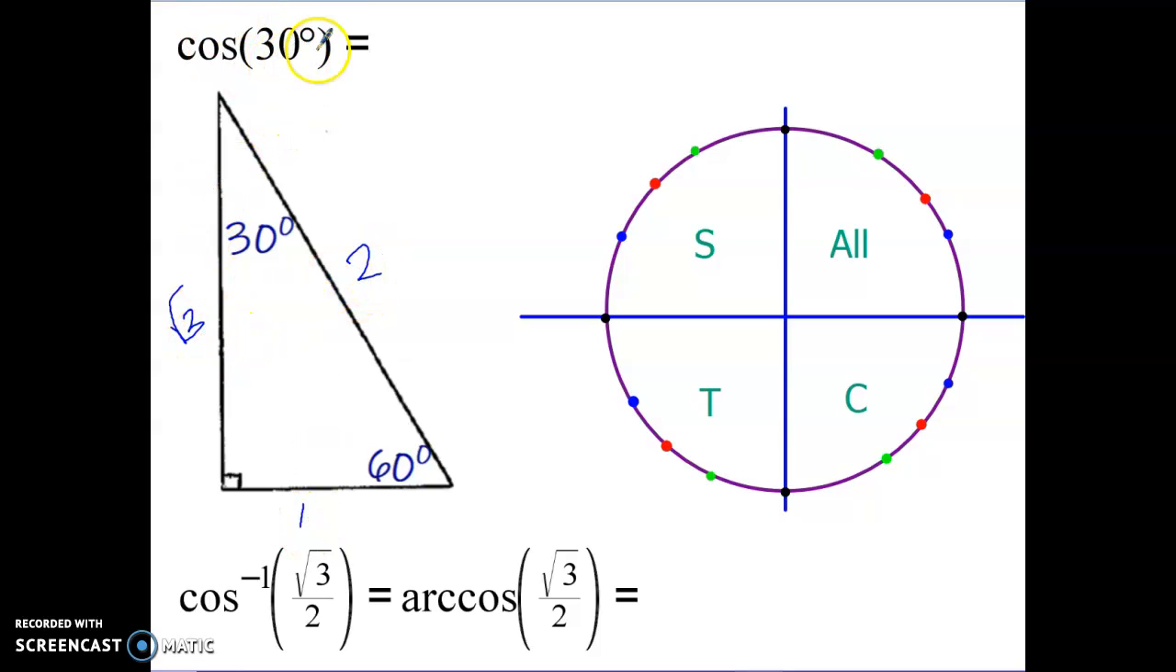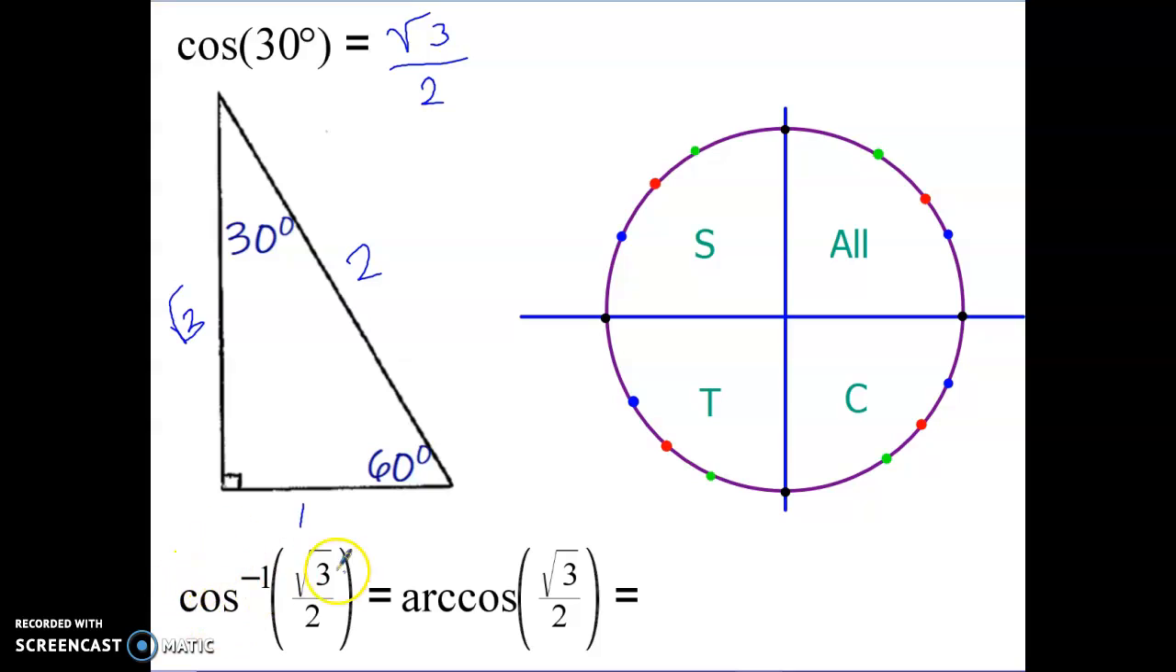All right, if I want the cosine of 30, cosine is adjacent over hypotenuse. So here's my adjacent side. Here's my hypotenuse. Cosine of 30 is square root of 3 over 2. Nothing to rationalize there, right? It's already got a rational number in the denominator.